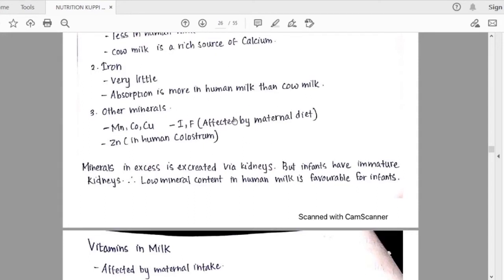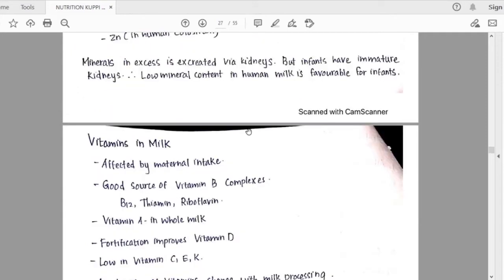Then the question: if the cow does not eat minerals, her levels can change. Zinc is present in human colostrum. The colostrum we will come across later is a type of milk that is secreted in the early stages of breast milk ejection. We will look at what colostrum is later. Human colostrum has plenty of zinc.